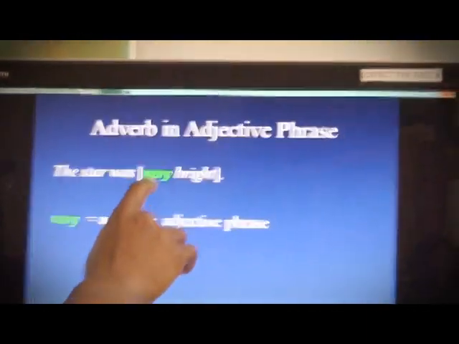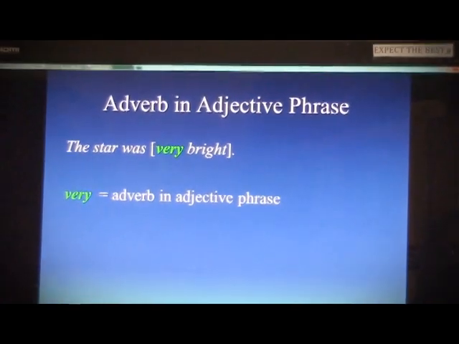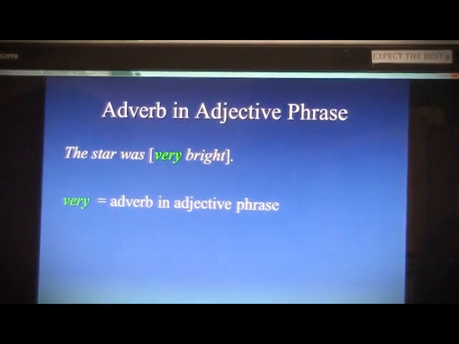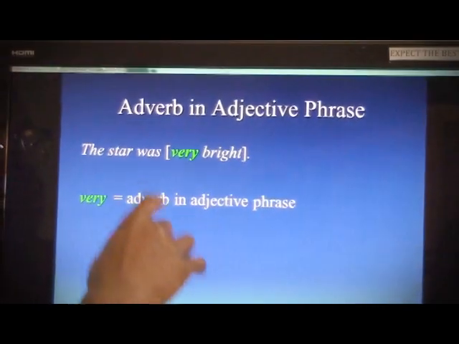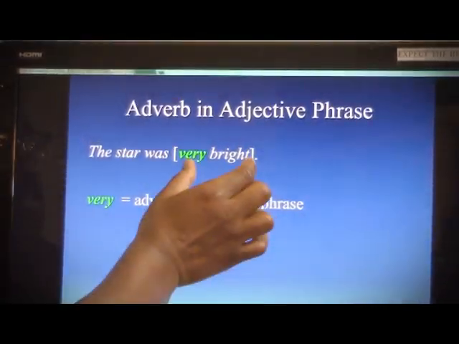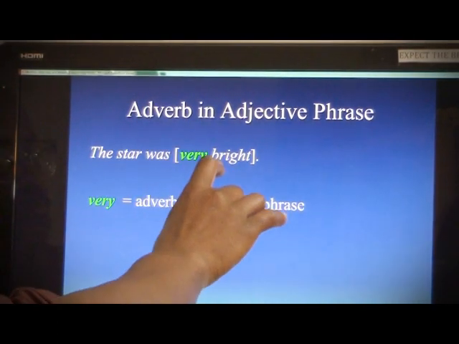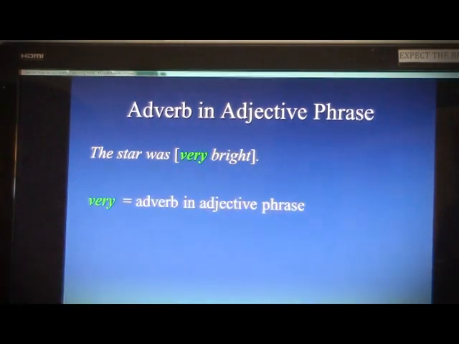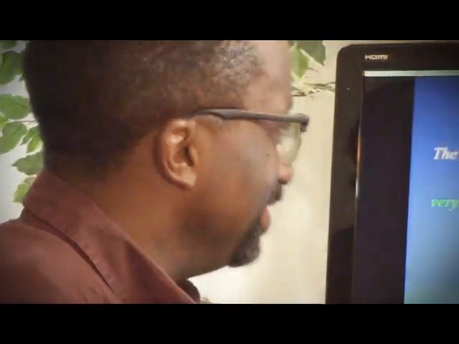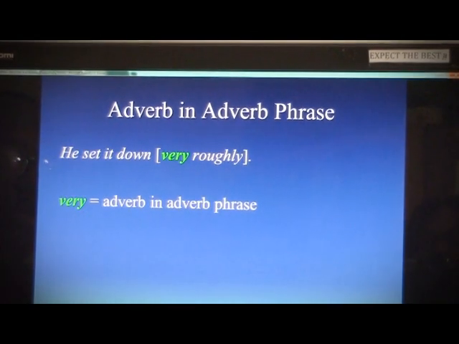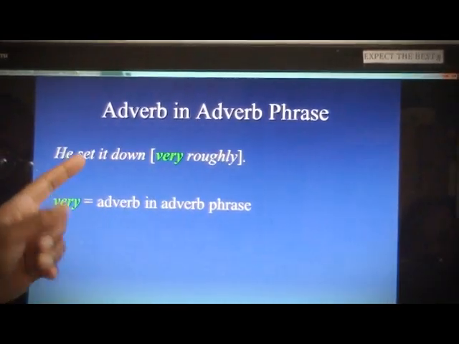So very is the adverb modifying how bright it is. It's not somewhat bright. It's not a little bright. It's very bright. Or as we say in Oakland, it's hella bright. So the star was very bright. So very is an adverb and an adjectival phrase. Okay? This adverb is modifying star, which is a noun. But the very is the adverb modifying the adjective. Exciting, isn't it? Yes, I'm excited. You're not excited? What? Get out of here. Adverb modifying adjective.